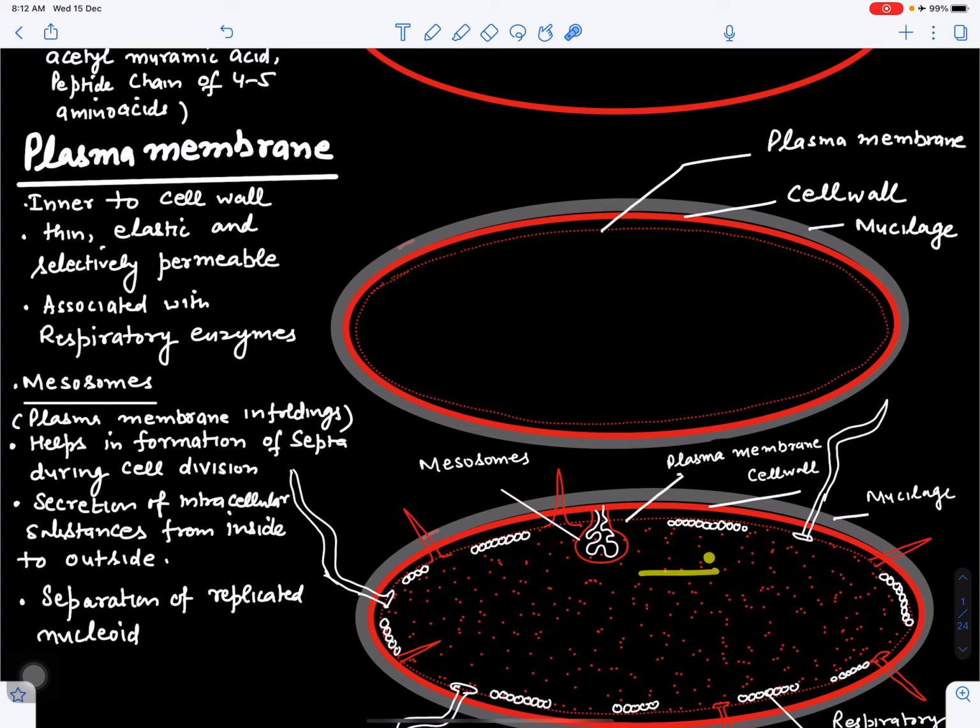Like this, it is dividing in two parts, this part and this part. These finger-like spherical villiform structures help in compartmentalization. They help in formation of septa during cell division, as well as in secretion of intracellular substances from inside to outside. Whatever is secreted inside can go outside. So this is secretion of the intracellular substances. They also take part in separation of the replicated nucleoid. When DNA replicates, it has to be separated, and that can be done with the help of the mesosome.